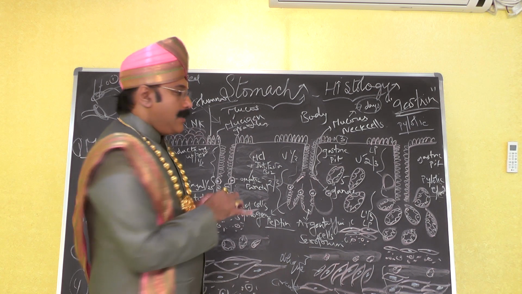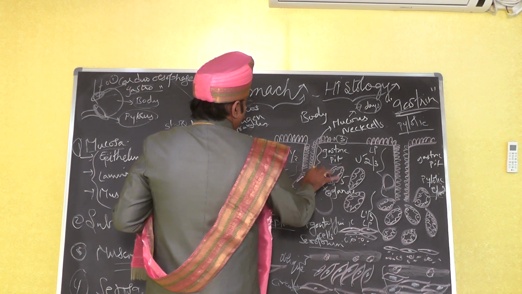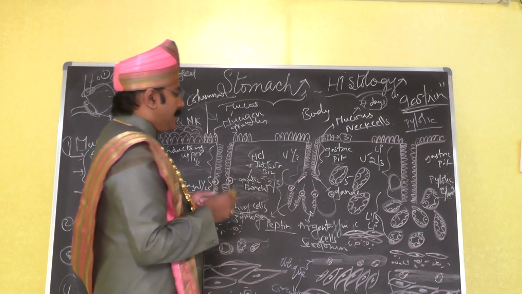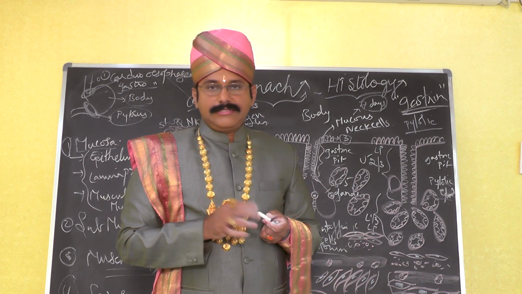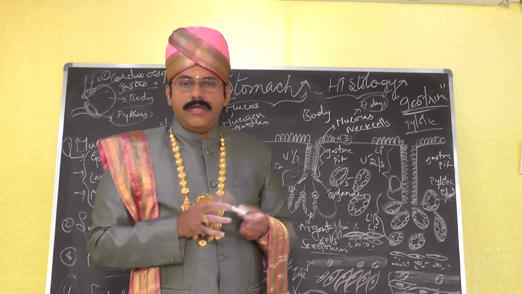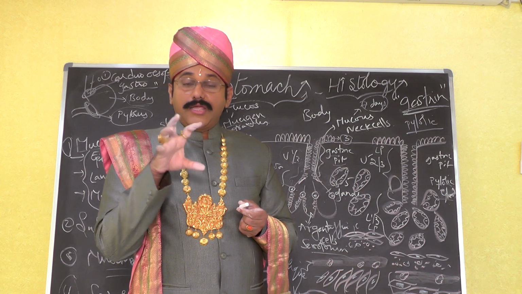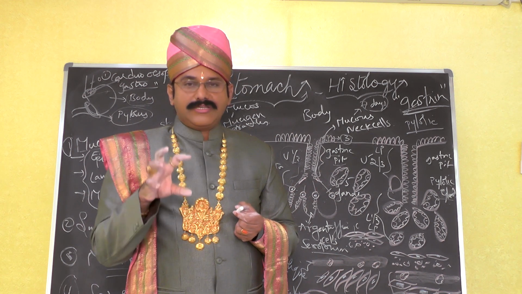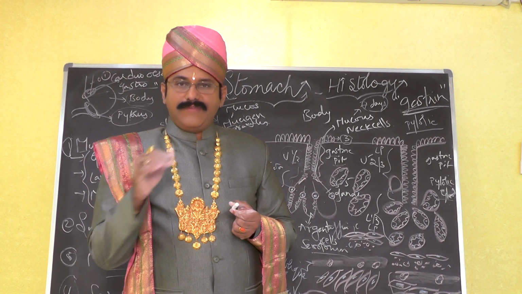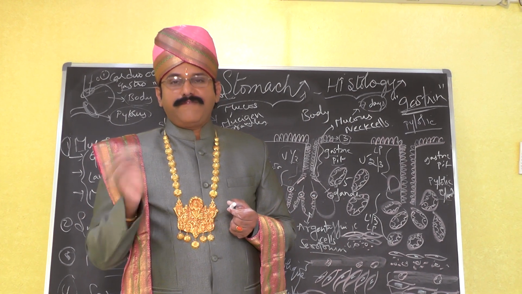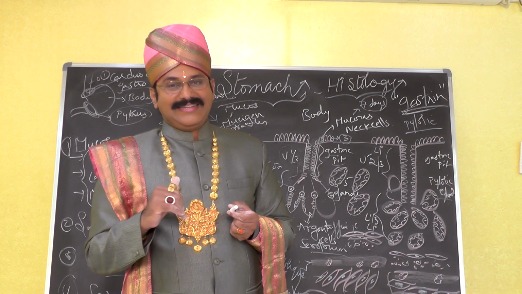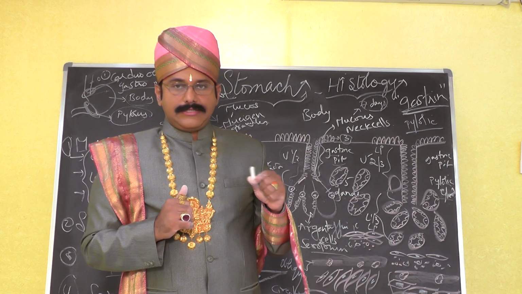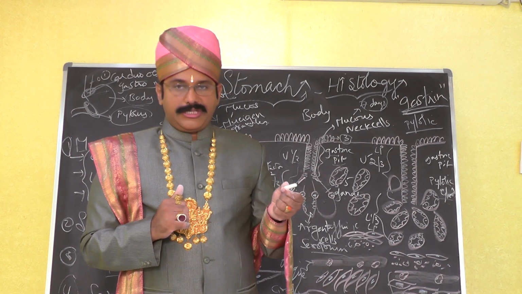Now what are mucous neck cells? At the region of the junction between the gastric pit and the gastric gland, we have the mucous neck cells. These mucous neck cells secrete mucus. Now what is the job of this mucus? It will give protection to the stomach. This mucus protects the gastric mucosa from the corrosive action of the hydrochloric acid produced by the oxyntic cells or parietal cells. So the mucus secreted by the mucous neck cell is giving protection.